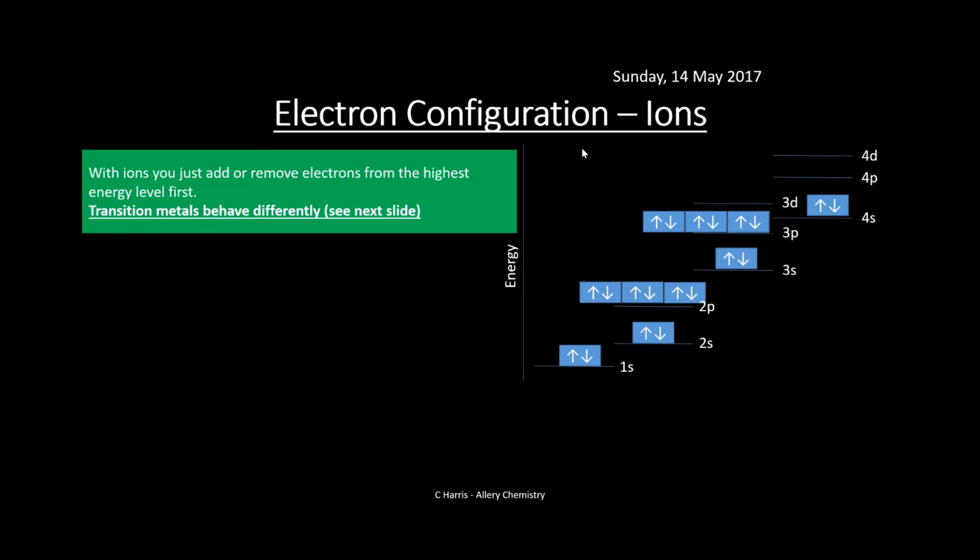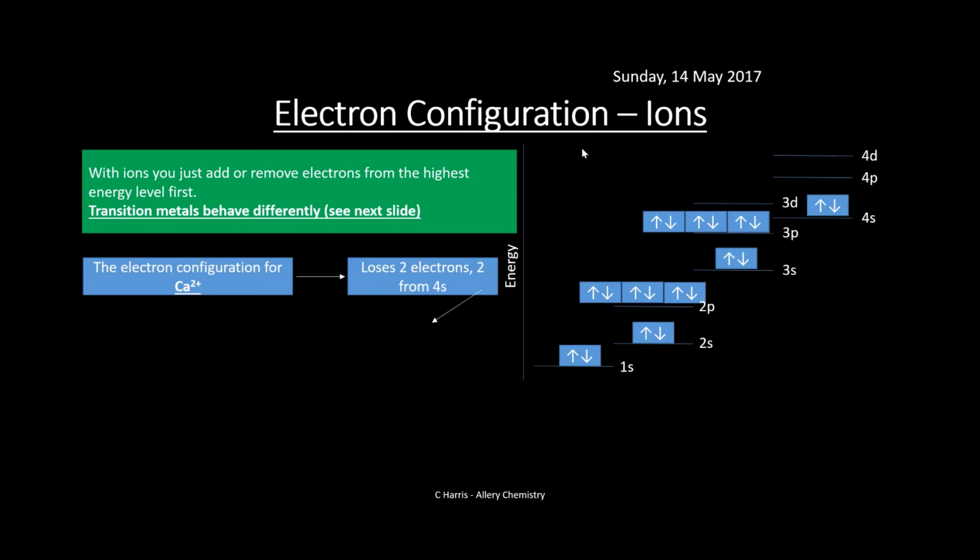Okay, so have a look at some ions. With ions, you just add or remove electrons from the highest energy level first. Transition metals behave a little bit differently, but we'll look at that on the next slide. So the electron configuration for Ca2+, what it does is it loses 2 electrons from the 4s, and you'll see it disappear here a little bit later on. It'll lose those ones, and it'll basically just have a full shell in the 3p and 3s.